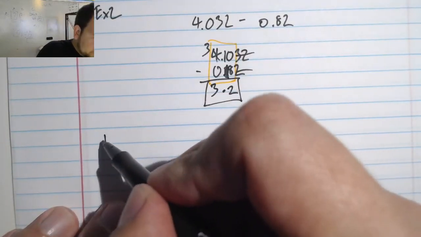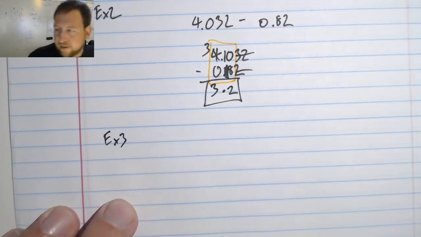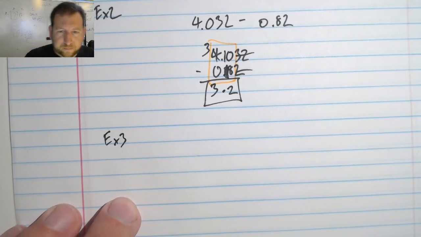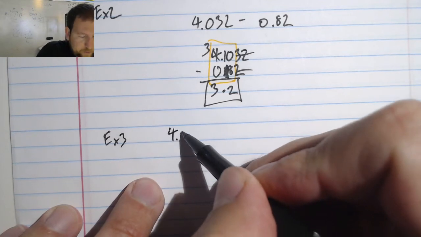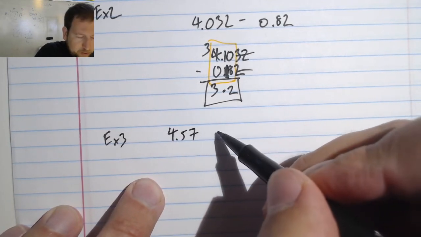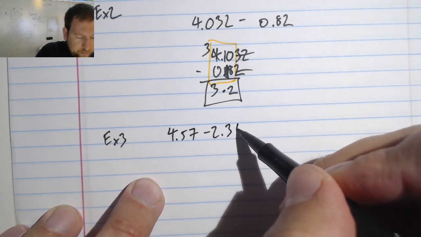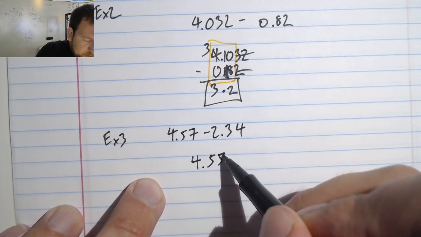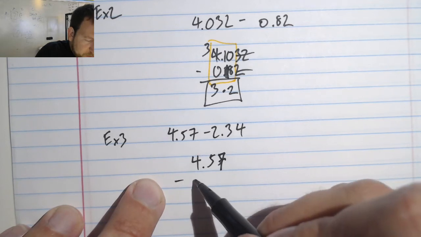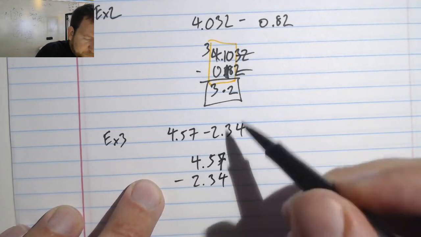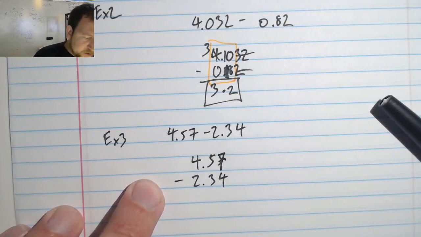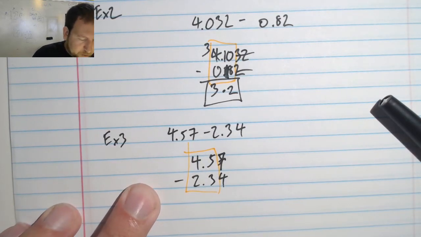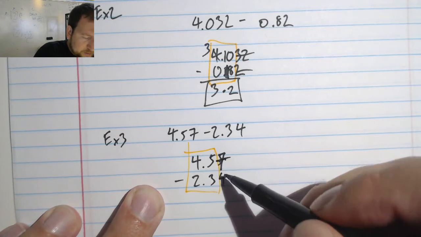One more. Example 3. 4.57 minus 2.34. I'm going to write it correctly. 4.57, that's supposed to be a 7, minus 2.34. My front-end estimation is going to tell me that I just want these, so I can cut off the rest.